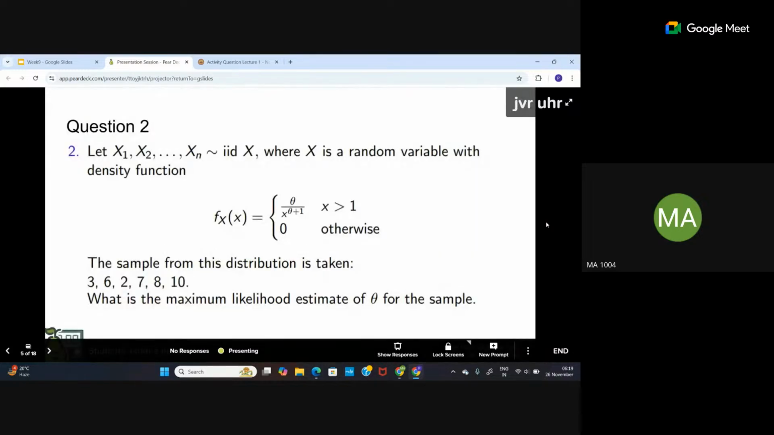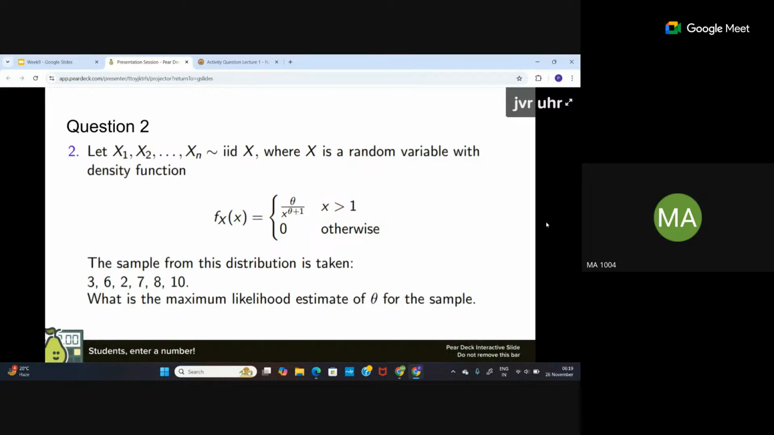So question number 2: x1, x2 up to xn are all IID following some distribution, where x is a random variable with density function theta divided by x to the power theta plus 1, and x takes values greater than 1. A sample from the distribution is given to you. We have to find the maximum likelihood estimate of theta for the given sample. Now solve this question.